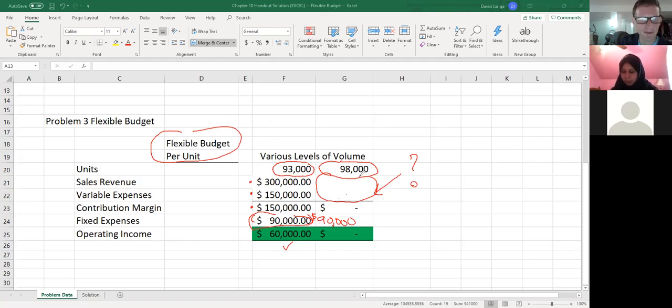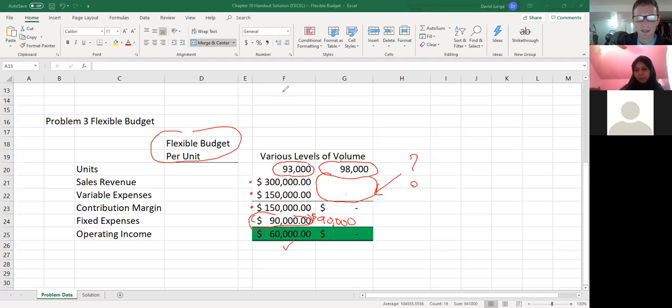How would we do that? Anybody? Any guesses? And I know some of you have your mics mute. If you wanted to chime in, that's fine. You just have to unmute it. But any guesses or any strategy on how we'd figure out the sales revenue or the variable cost at 98,000 units? Should we find the per unit for the 93,000? Yep, so that's exactly right.